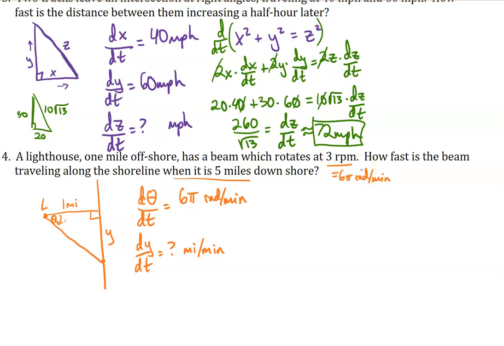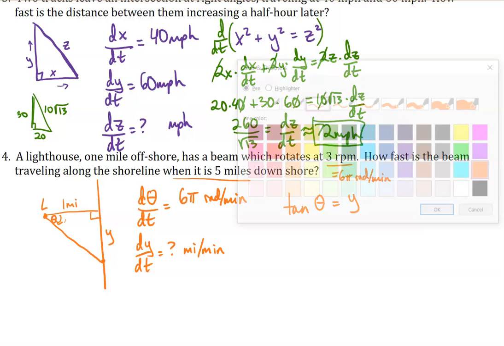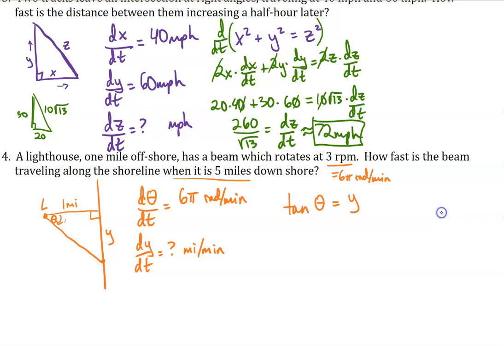So step 3, what is the equation that relates these variables? It's going to be a trig function. We're going to use tangent. So tangent of theta is equal to y over 1, which is just y. Now once we have that equation, we can differentiate with respect to t. So we get secant squared theta times d theta over dt is equal to 1 times dy over dt.